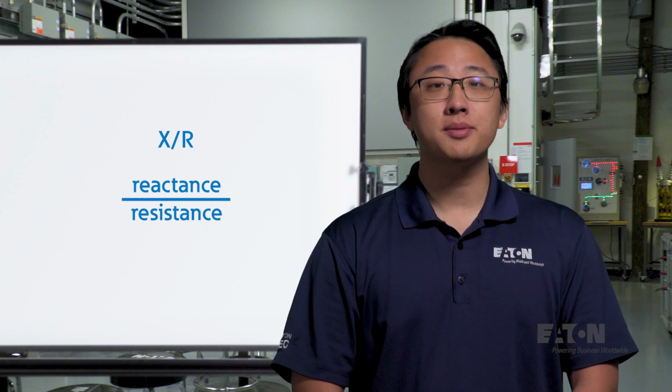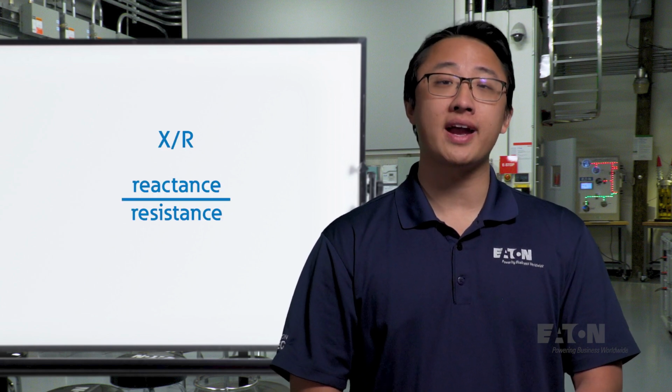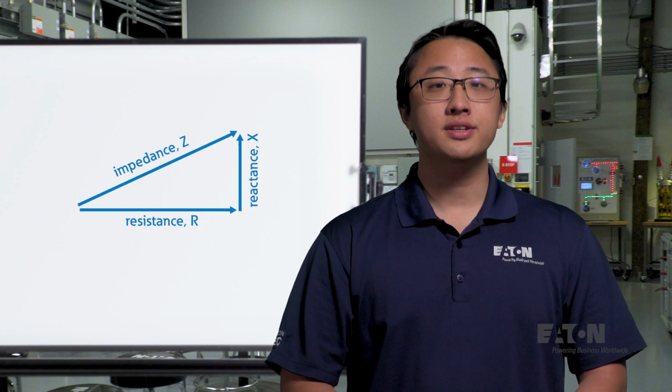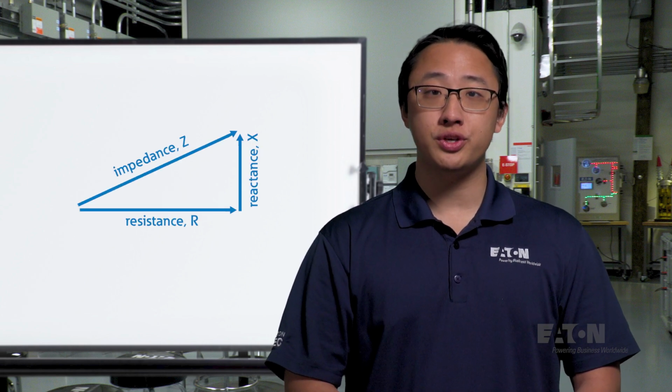To do this, let's talk about a useful ratio, X over R, or reactance over resistance. Plugging in some values into the impedance triangle will help show its use.